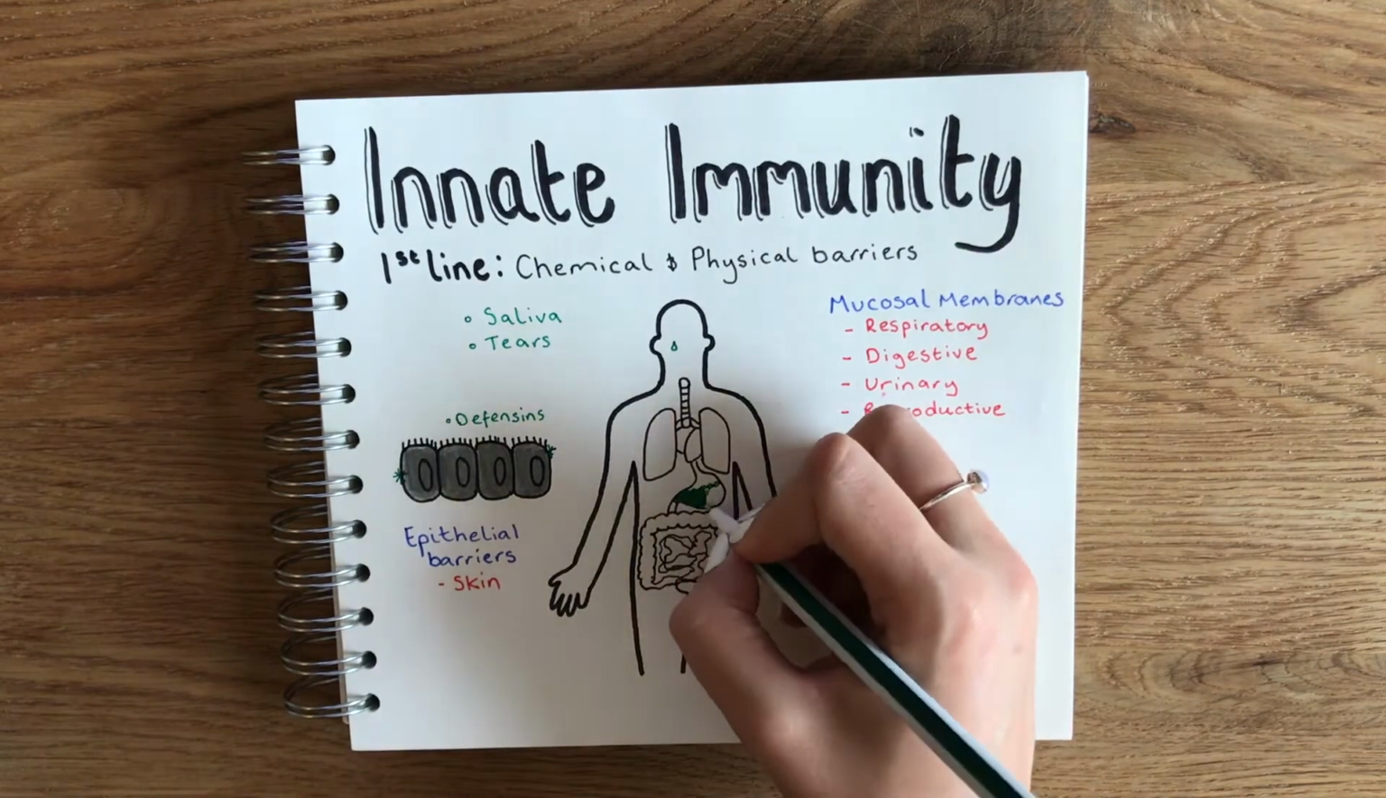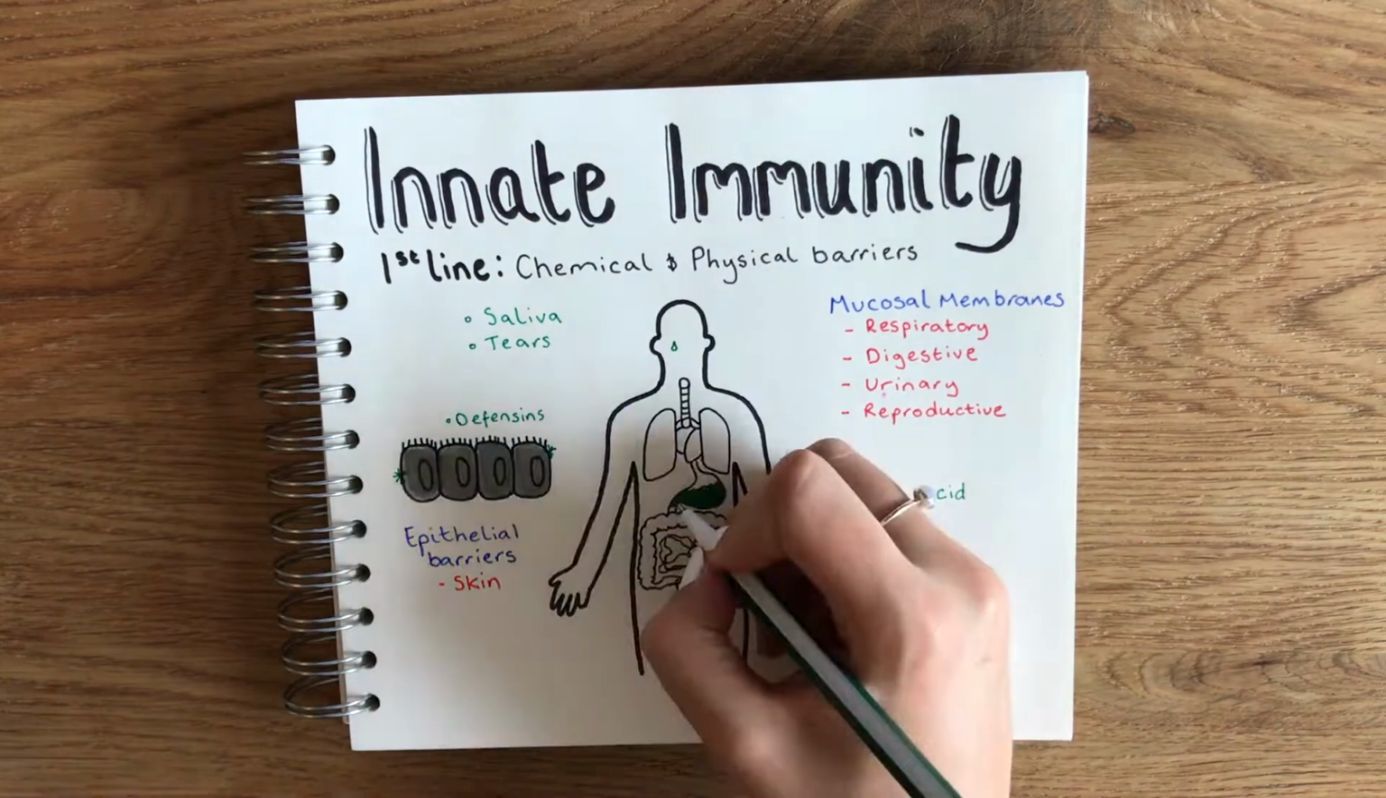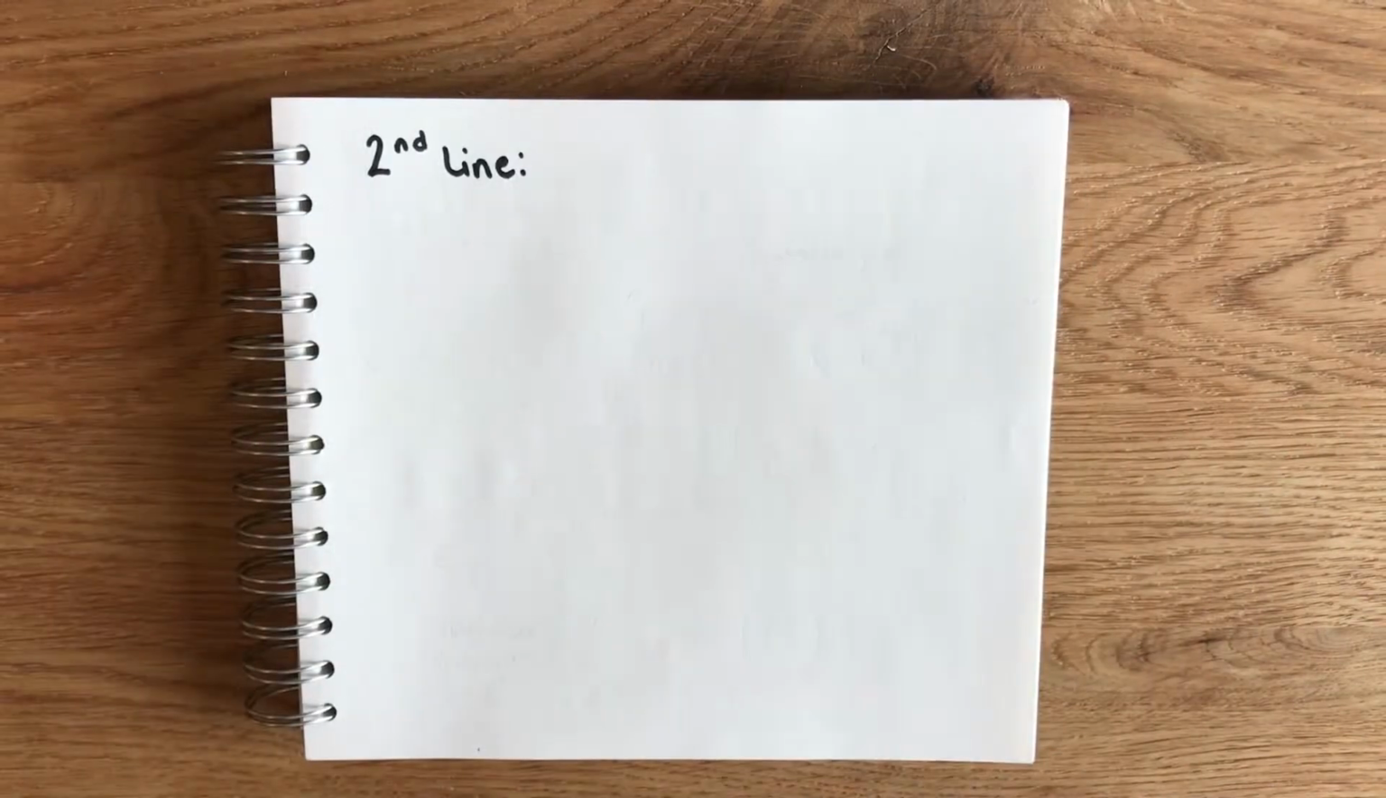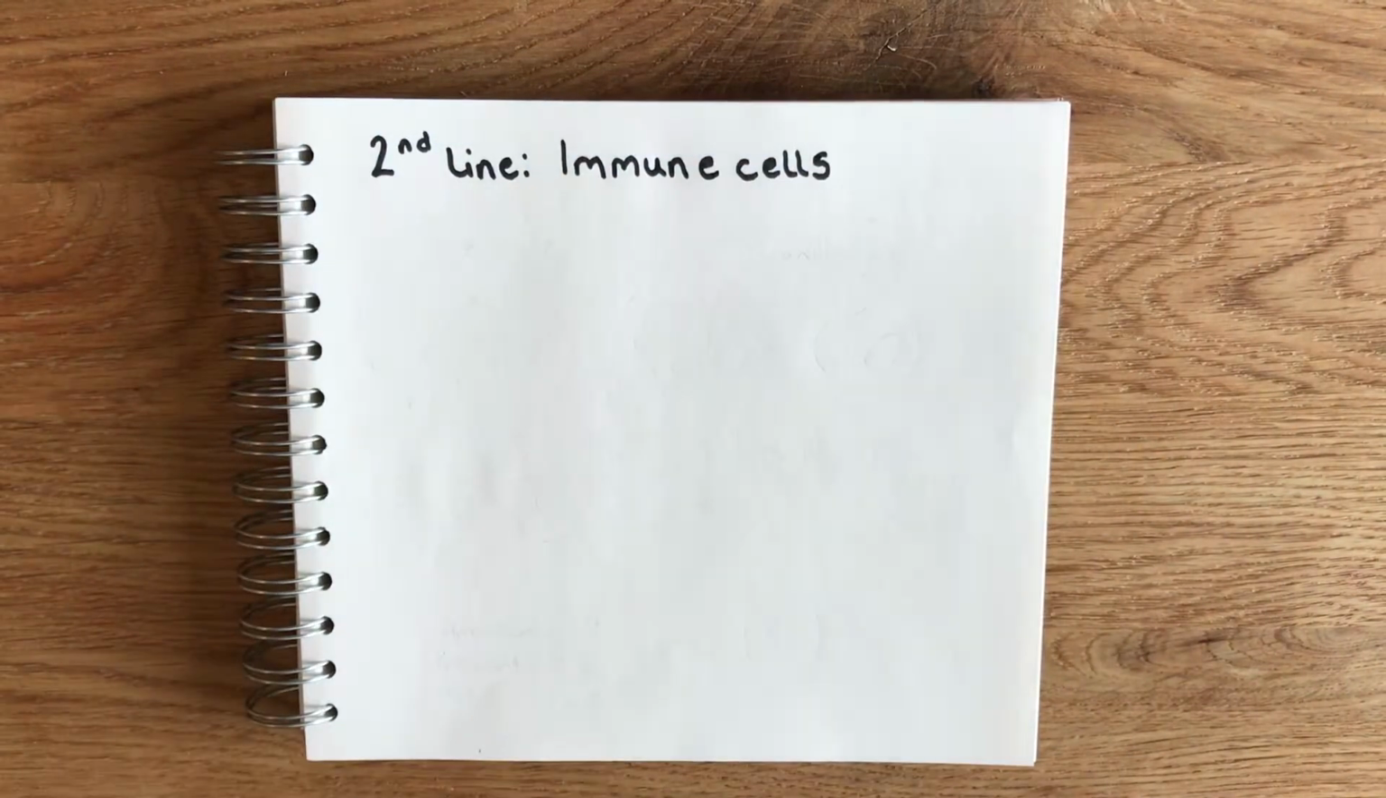If, however, a pathogen is able to breach the first line of defence, then our second line of defence will become activated. And these are our innate immune cells. And these innate immune cells can fall into different categories based on their function.